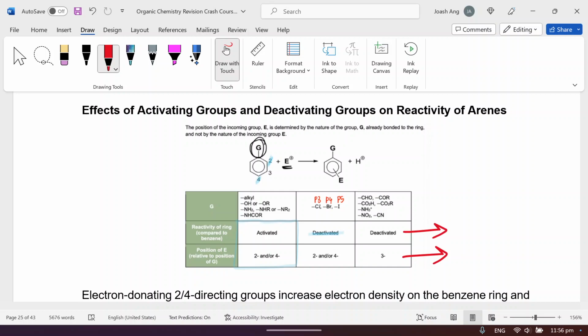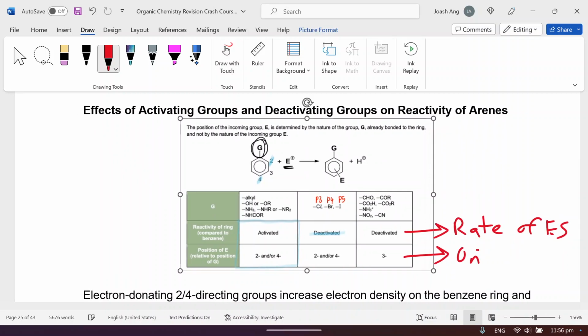So the reactivity of this ring, for this second row, we are often talking about the rate of the electrophilic substitution. And then the third row, the position of E, is to imply the orientation of the electrophilic attack.